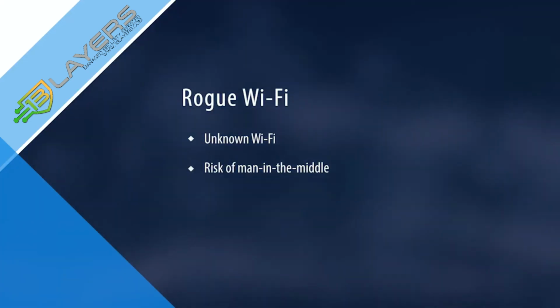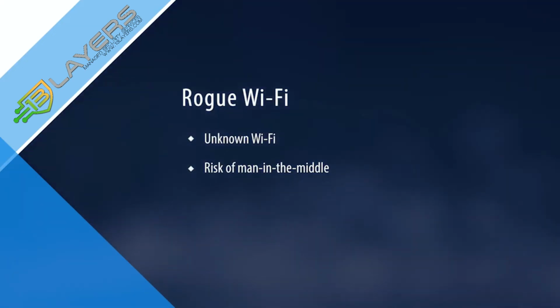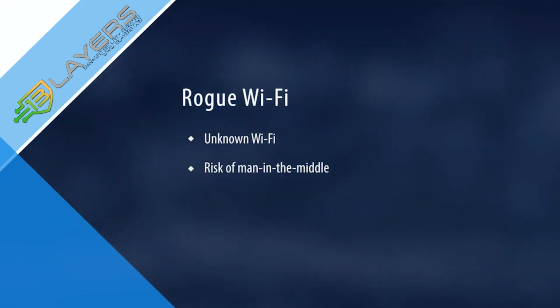Although man-in-the-middle attacks could be conducted in other ways, getting users to connect to a Wi-Fi network is one of the easier methods. Other methods require a system to be compromised first.